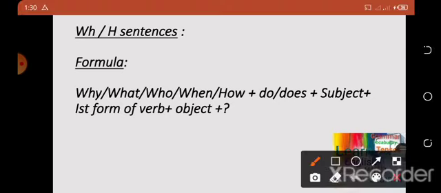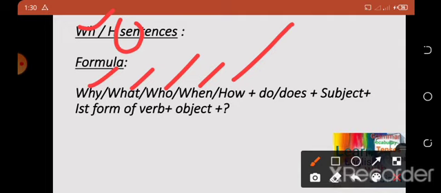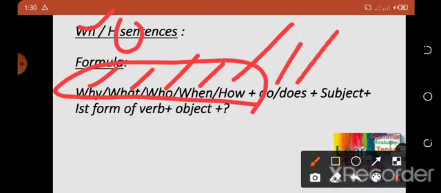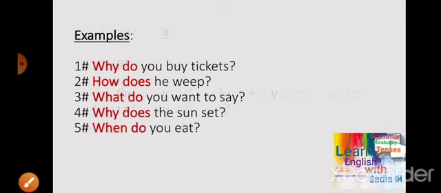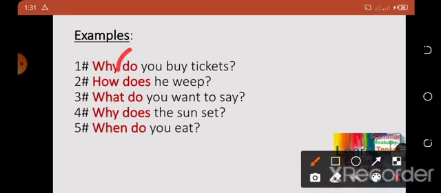Now coming towards the last sentence type, that is WH or H. I want to tell you that WH means why, what, who, when, and H means how. These are also sentences that ask questions. After that you have to add do or does plus subject plus first form of verb plus object, and of course the question mark. Here are the examples: Why do you buy tickets? So before do, you have to add why. And after how, you have to add does.